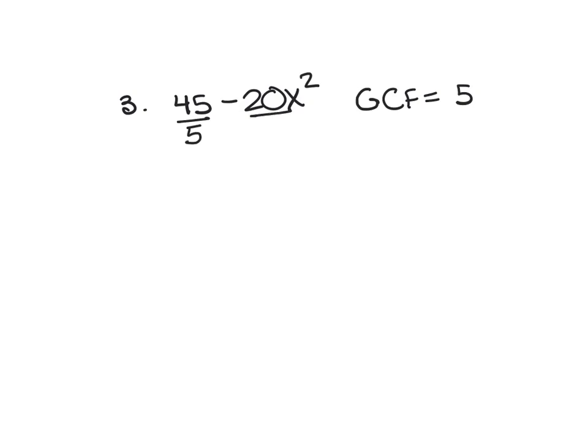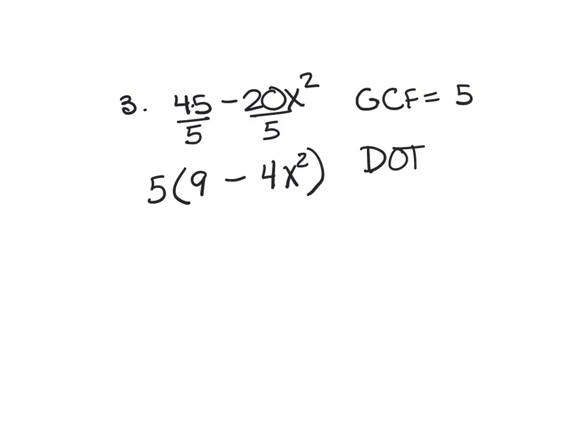Okay, one last problem. This is problem number 3. It's a little trickier. Let's say we have 45 minus 20x squared. So once again, I'm looking for the GCF. Looks like it's a 5. So I'm going to divide both of these by 5. 45 divided by 5 is 9. 20 divided by 5 is 4. And then I still have an x squared sitting there.